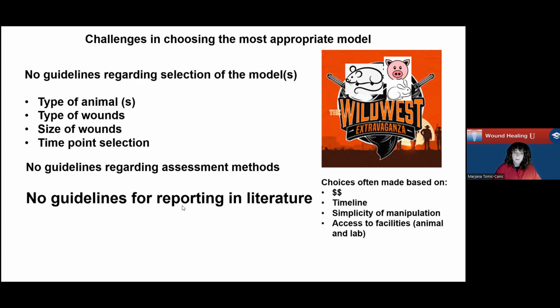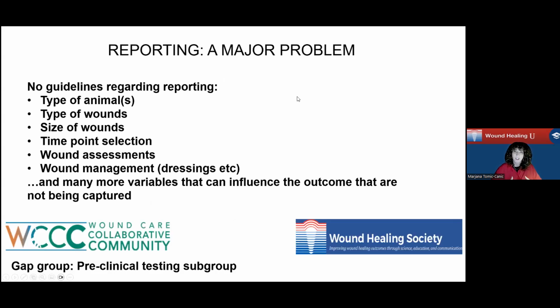And so it becomes very challenging to replicate the data that is published in the wound healing literature. This lack of guidelines in reporting was something that we took as a challenge. As I mentioned, that's a major problem. There are obviously many variables in a wound healing experiment, from the type of the animal, type of the wound, size of the wound, time point of selection, wound assessments, wound treatments, wound management, and many more variables that can influence the outcome. And if they are not being captured, then it's impossible to replicate the data.